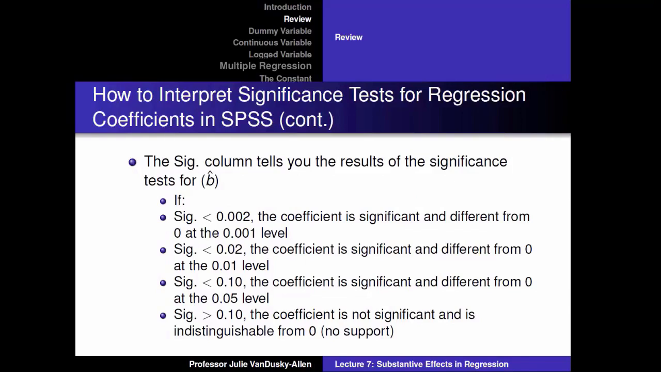Next, look at the value of SIG for the B hat. If SIG is less than 0.002, the coefficient is different from 0 at the 0.001 level. If not, move on. If SIG is less than 0.02, the coefficient is different from 0 at the 0.01 level. If not, move on. If SIG is less than 0.10, the coefficient is different from 0 at the 0.05 level. If not, move on. If SIG is greater than 0.10, the coefficient is not significant and is indistinguishable from 0. You do not have support for your hypothesis.